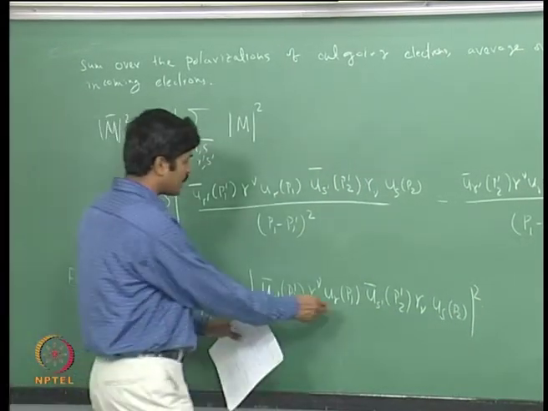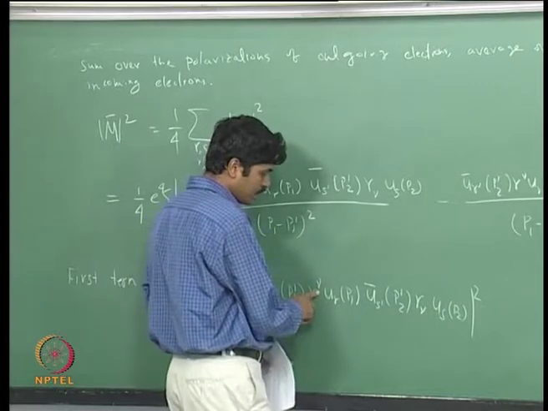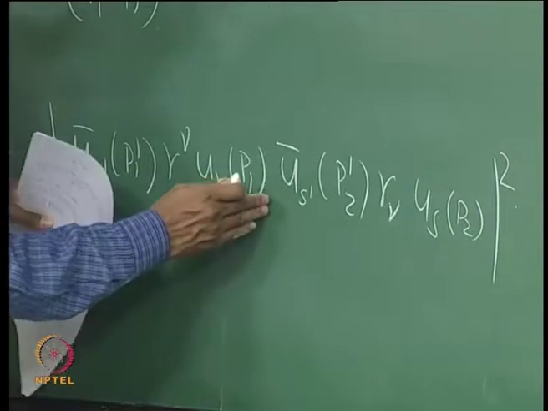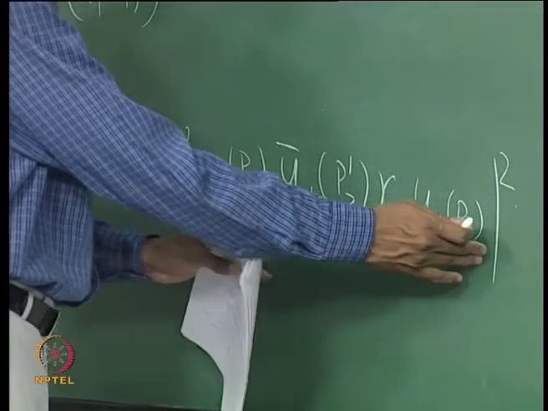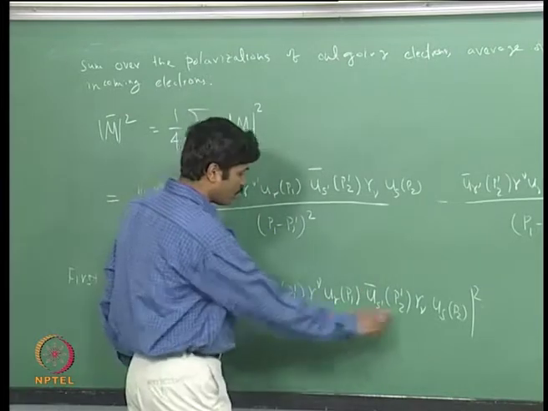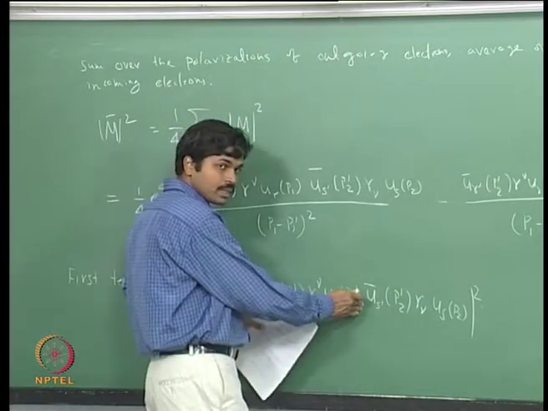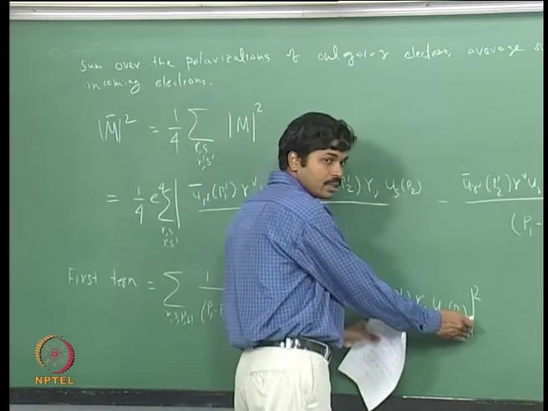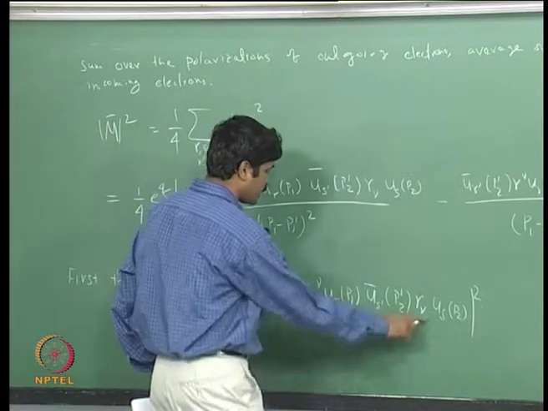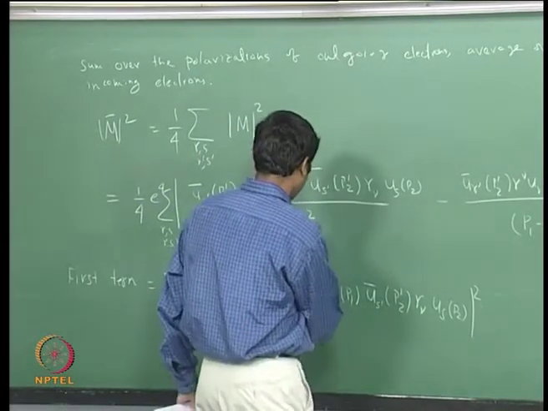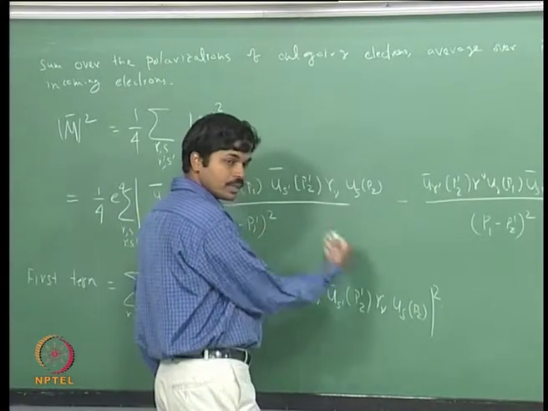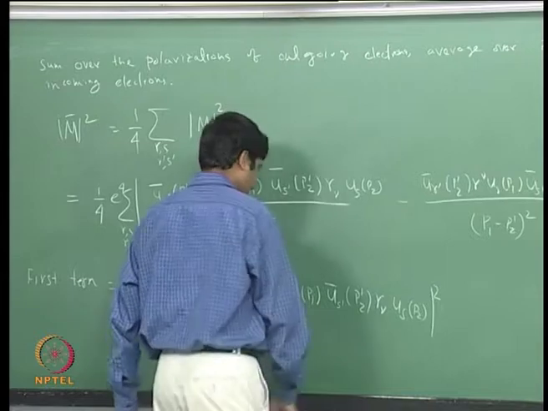We need to evaluate this, but keep in mind that this gamma nu here is a dummy index which is repeated. This is a number and this is also a number. So the whole mod square is just mod square of this times mod square of this, but all you have to keep in mind is that while evaluating the mod square in the first term, you have to use a different dummy index for the second one.